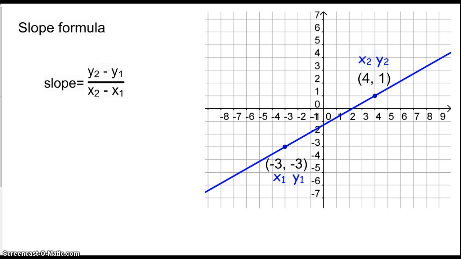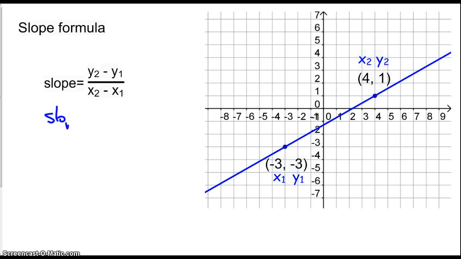I chose to make the left point -3 comma -3 the point 1, so that means x1 is -3 and y1 is -3, and I chose to make the second point on the right the point 2, so 4 is going to be x2 and 1 is going to be y2. So see if you can plug the numbers in appropriately for these values, okay? And I'll erase that again so you can see that better. Pause the video, come up with the slope.